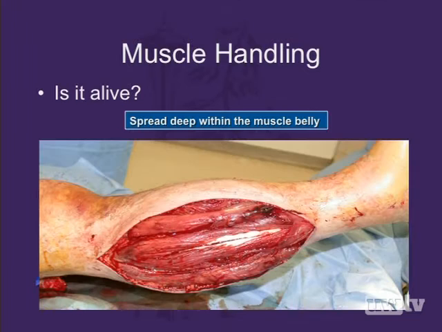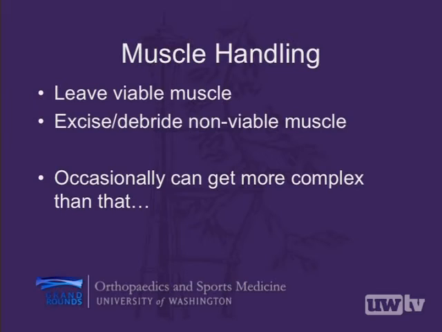A critical point regarding muscle evaluation is that a hemostat or some other instrument should be used to spread within the substance of the musculature. Oftentimes the outer surface of the musculature may appear viable while the deeper portions are completely necrotic. So basically, we're going to leave living muscle, and we're going to excise or debride non-viable muscle. While that sounds simple, I think occasionally it can get substantially more complex than that.